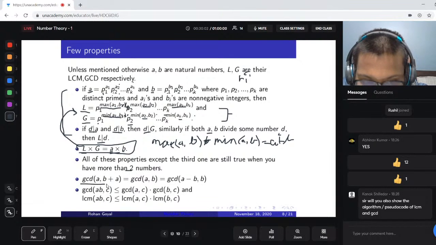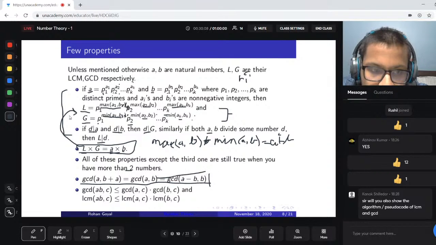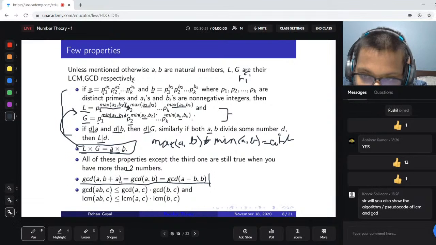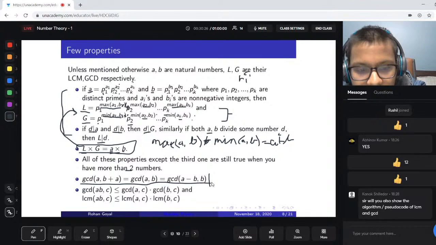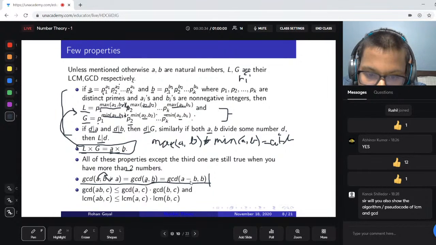Then we have these two properties, which you should know as you have done previously from the modular notation. You can show these properties as well. So GCD of B, A plus B is the same as GCD of A minus B and B. So I can subtract one term from the other and keep any term. So here also I subtracted one term. See, I subtracted this from this to get this.